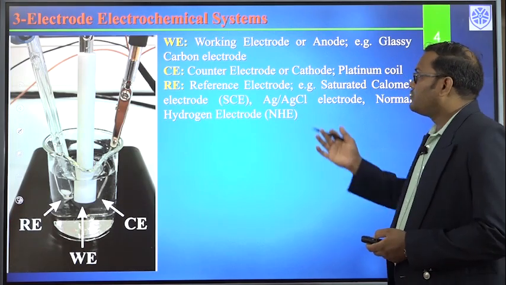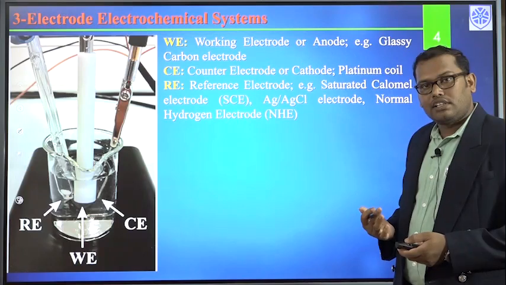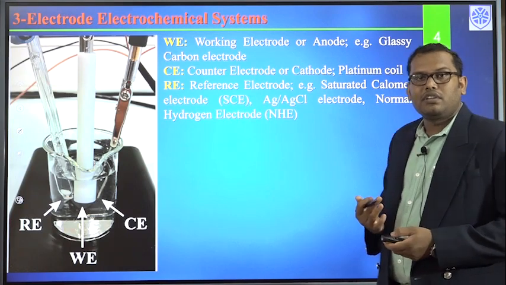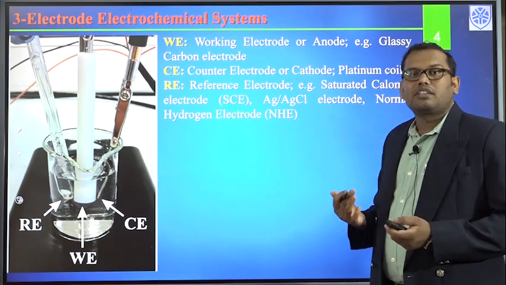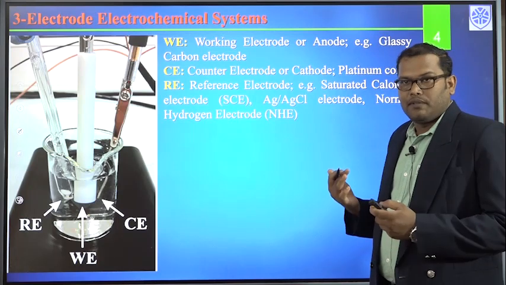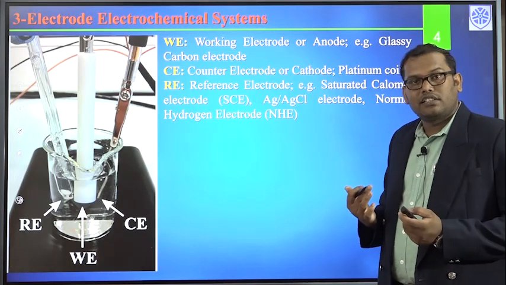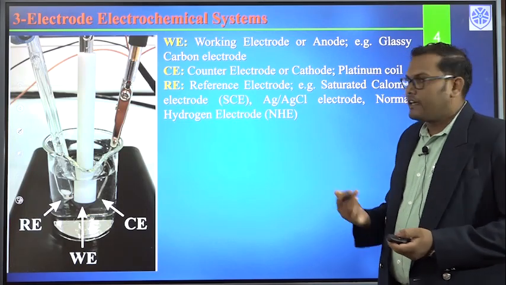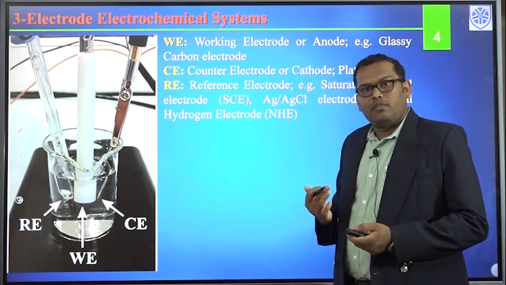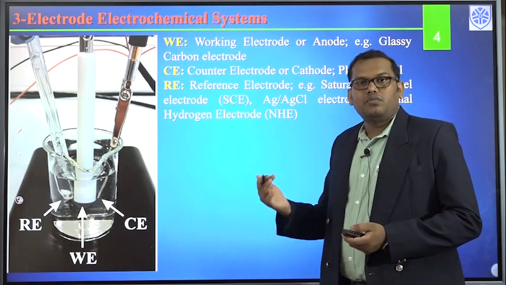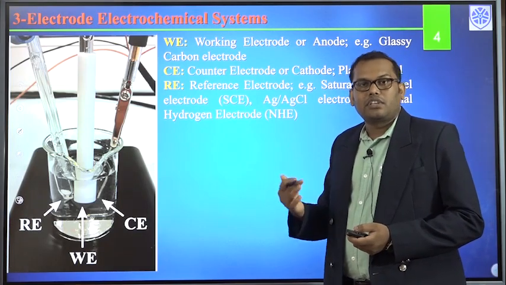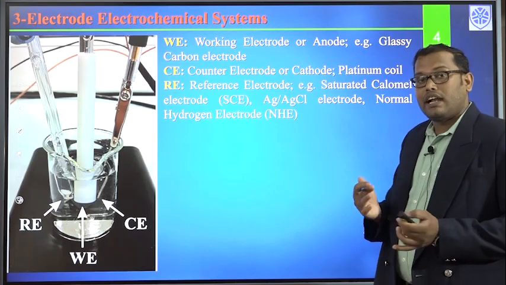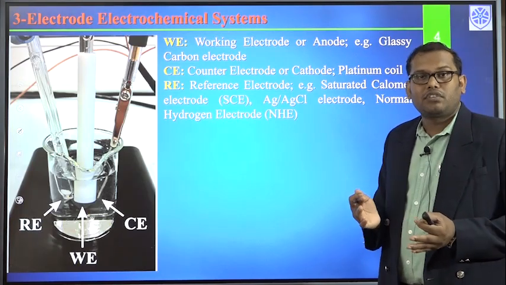There are basically 2 types of electrochemical cells. One is called a galvanic cell or voltaic cell, and the other is called an electrolytic cell. A galvanic or voltaic cell is one where chemical energy is converted to electrical energy, and in an electrolytic cell electrical energy is converted to chemical energy, that means to carry out chemical reactions. That is the classification of electrochemical cells.